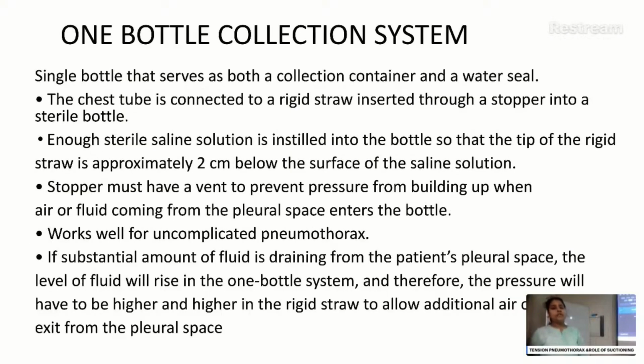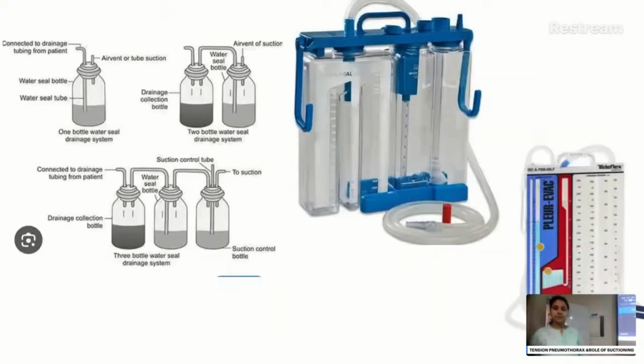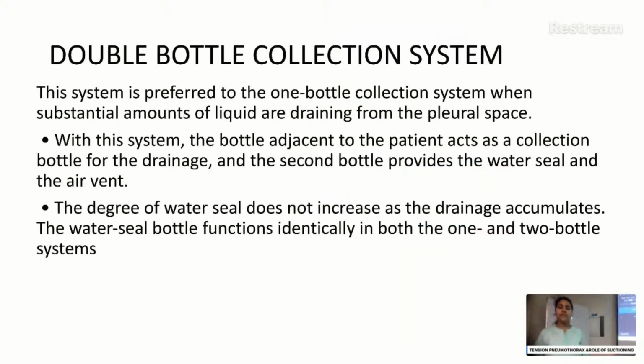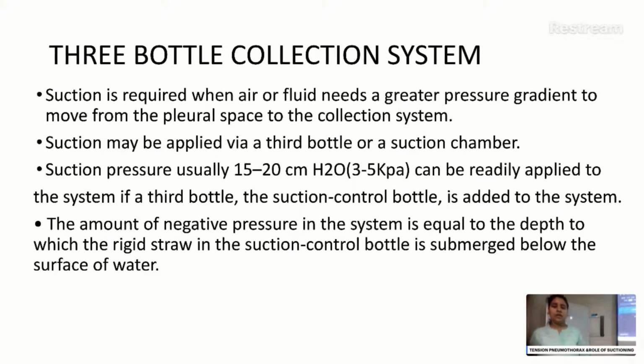Now the third is the three bottle collection system. This is the three bottle collection system. On the first bottle there will be a collection unit. Second will act as a water seal to allow the constant movement of air, and the third is the suction that will give a negative pressure suction so as to drain in the conditions of large pneumothorax.